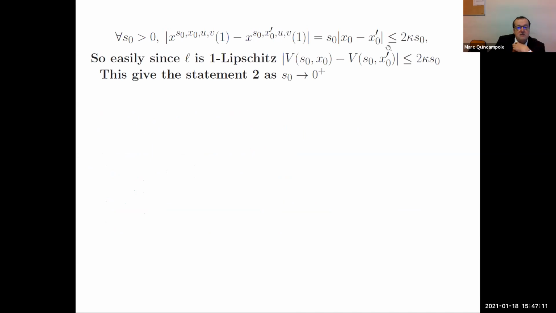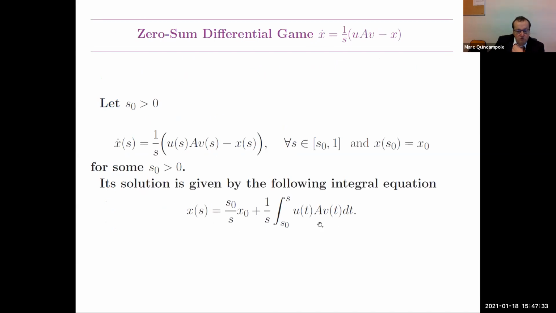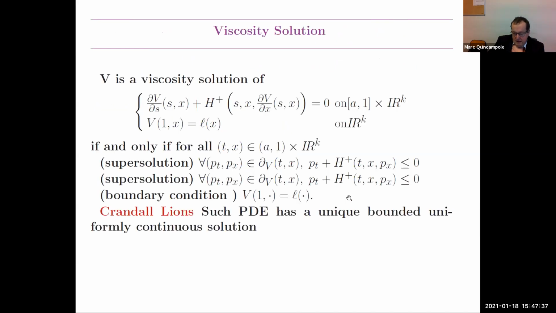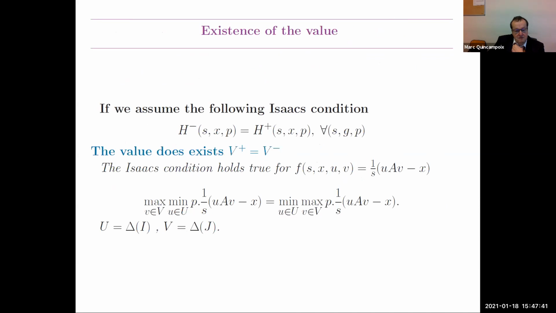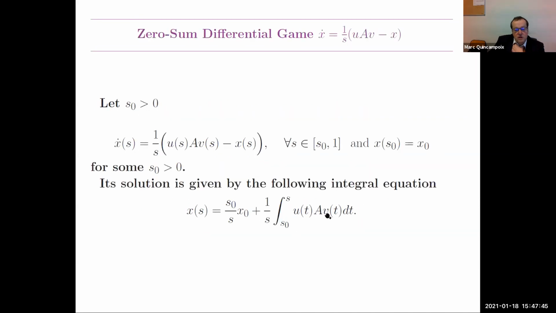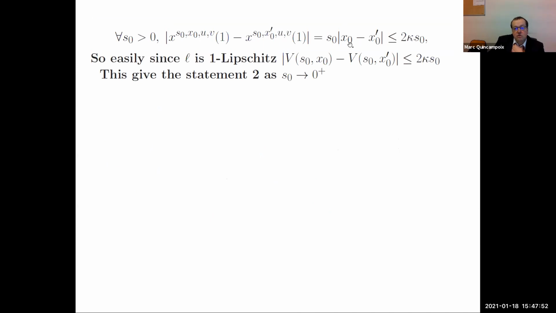Maybe I can make some comments on this, because if I consider two trajectories with the same control initiating with two different initial conditions, x0 and x prime 0. By this formula, you just use this formula, and when you consider the two trajectories and you make the difference, this term disappears, and you have only this term S0 times x0 minus x prime 0. So we have this estimate. Okay? And this is valid for every S0, and then S0 goes to 0.